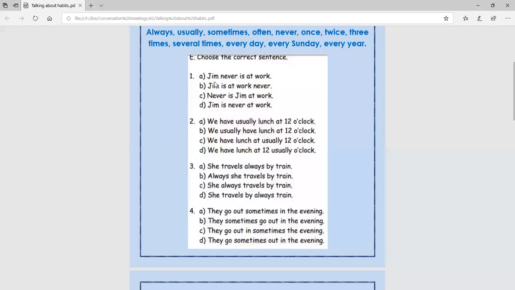So look at this. Here we have some exercises. Please, let's check the use of the frequency adverb. For example, here we have: Jim never is at work, letter A. Letter B, Jim is at work never. Letter C, never is Jim at work. Letter D, Jim is never at work. So please do me a favor. Use the tool Anotar so that you can stamp or draw in the correct answer, okay?